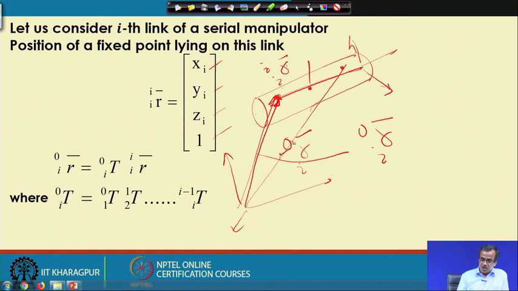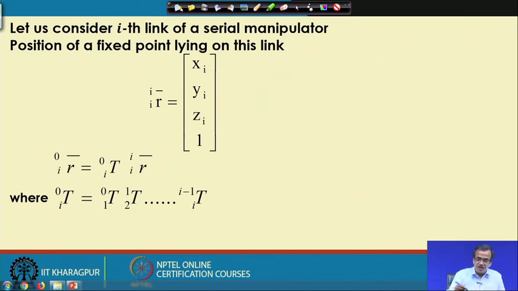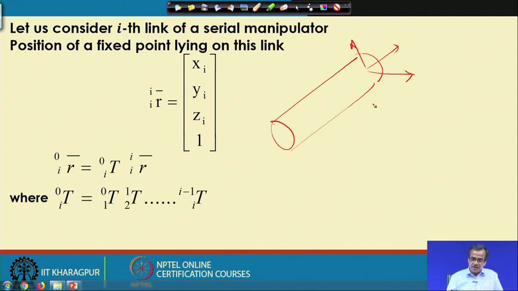And this r I with respect to 0 is nothing but T I with respect to 0 multiplied by r I with respect to I. Now, this T I with respect to 0 is nothing but T 1 with respect to 0, T 2 with respect to 1, up to T I with respect to I minus 1, and this T is the transformation matrix. Once again, let me repeat. This is the circular link and my coordinate system is here. I have a point here, with respect to this particular coordinate system.